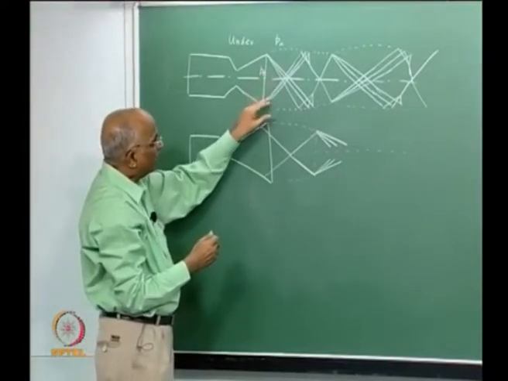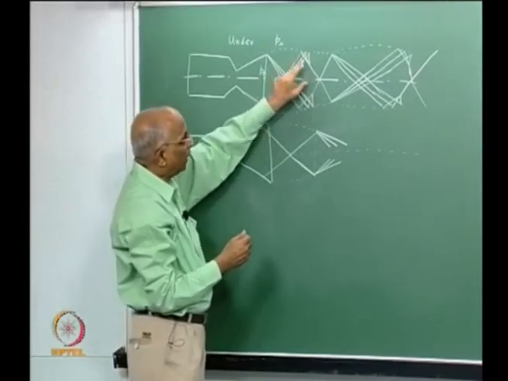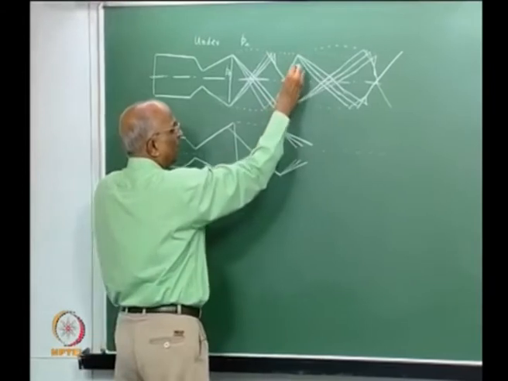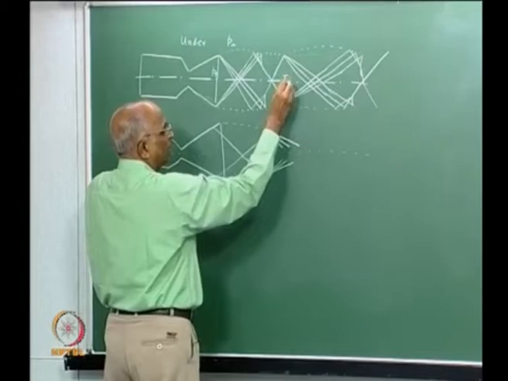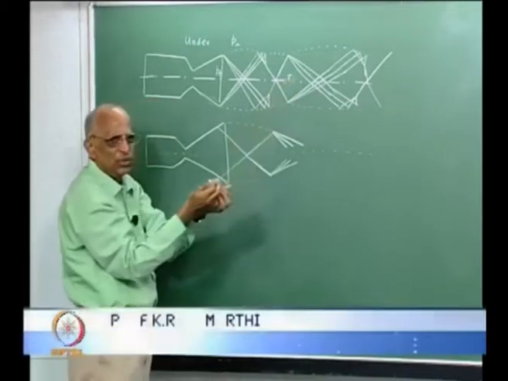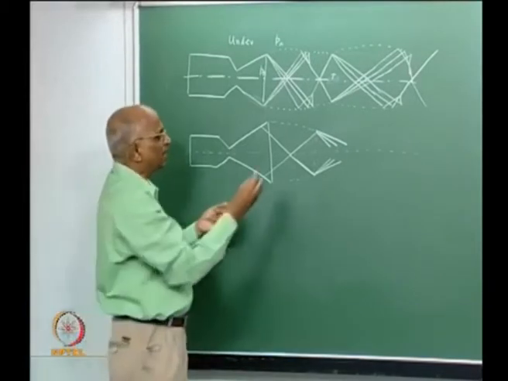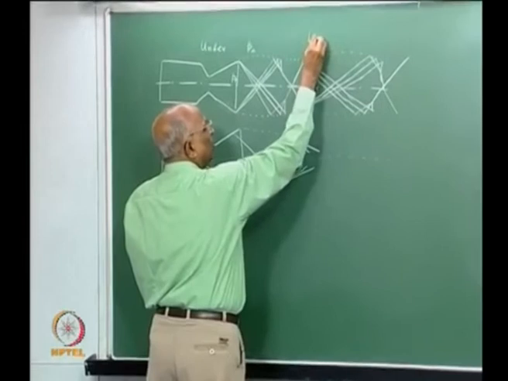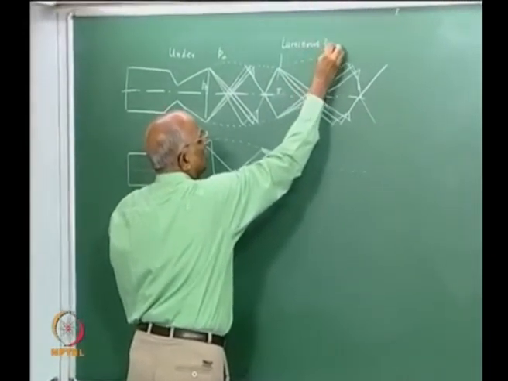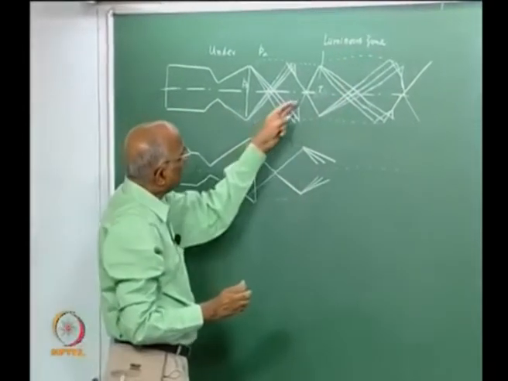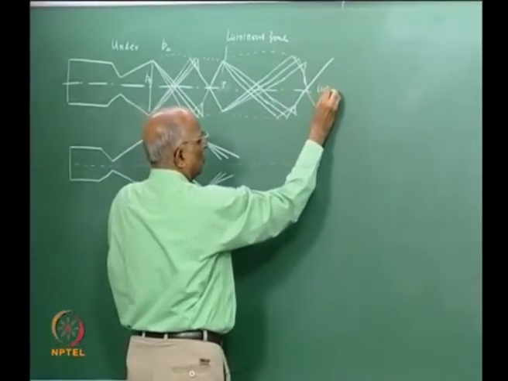I get first a set of expansion fans which are followed by an oblique shock wave, and behind the oblique shock wave, since I have higher compression, I get a higher temperature, and this higher temperature region shows up as light. Anything which is at a higher temperature emits more light, and this is seen as a luminous zone. And this again I have a rarefaction fan, again a compression fan, and again another luminous zone over here.